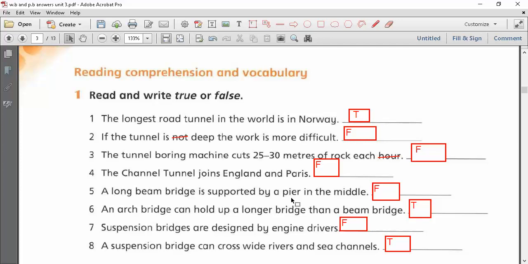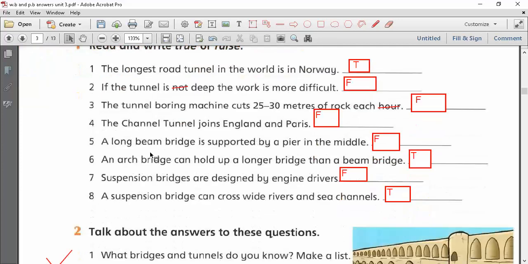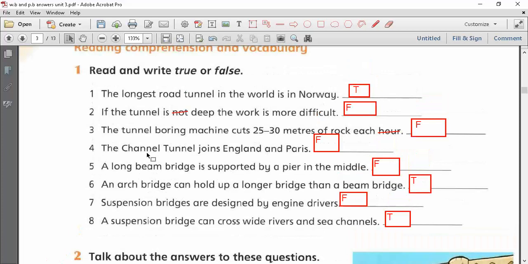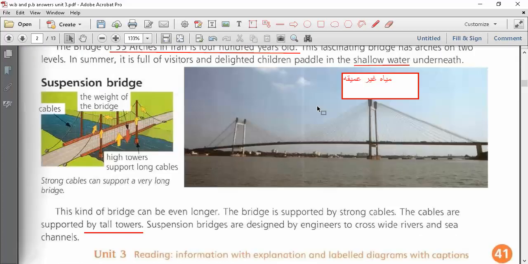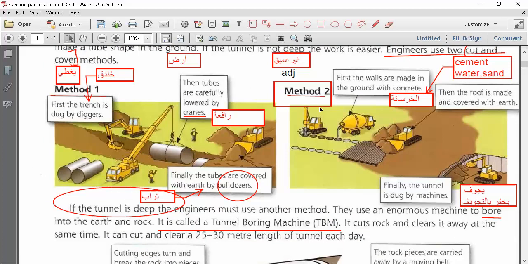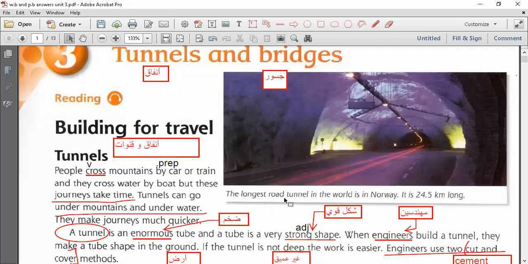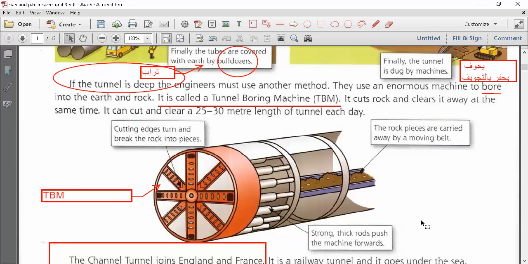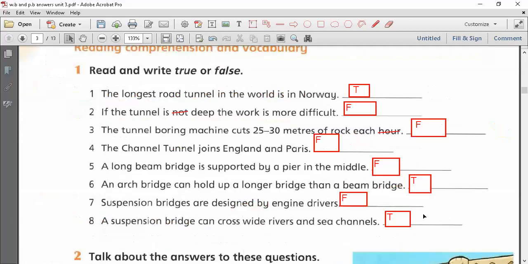Let's go to the questions. Questions, page 42. Number 1. The longest road tunnel in the world is in Norway. True, because this caption is below the picture on page 40. Here is the caption. The longest road tunnel in the world is in Norway. It is correct.